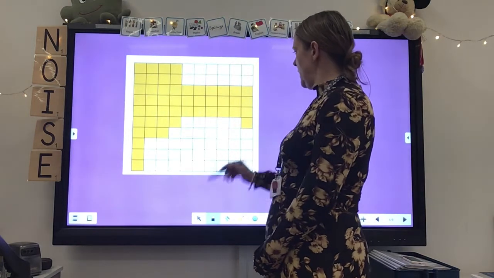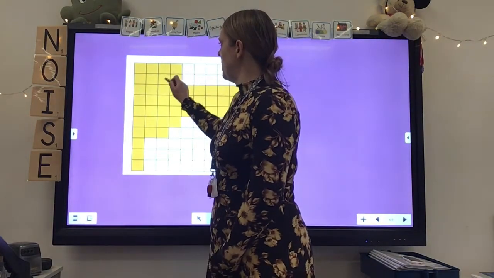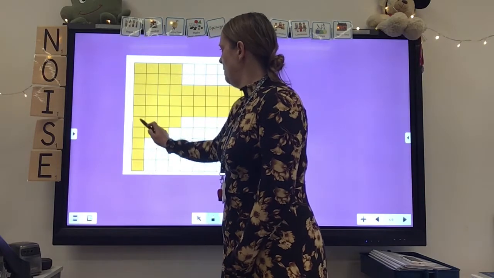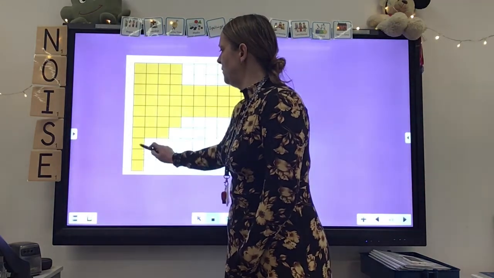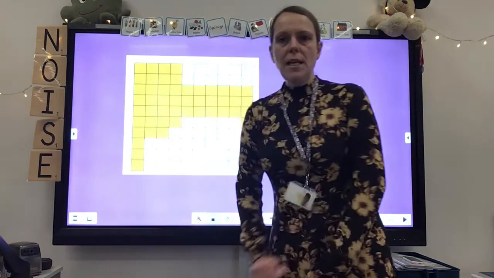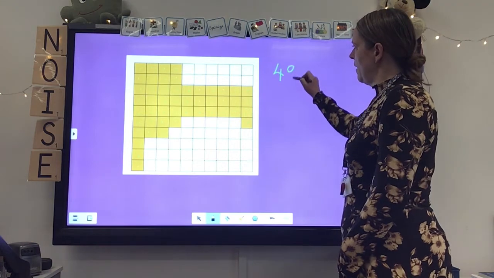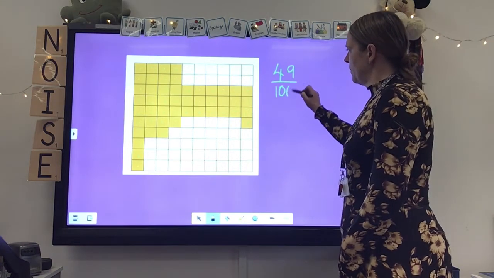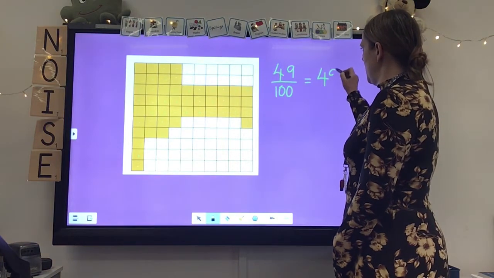So that's 30, 31. I have 8 there. So extra 8 will be 39. 40, 41, 42, 43, 44, 45, 46, 47, 48, 49% is shaded because 49 out of 100 is shaded, which is the same as saying 49%.